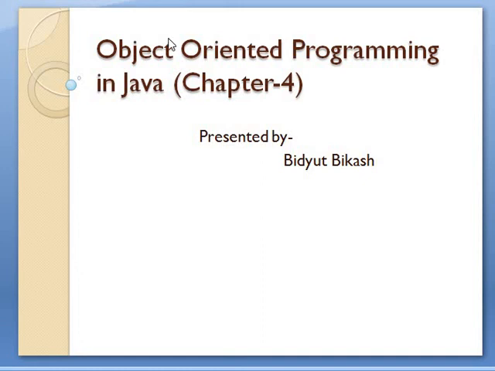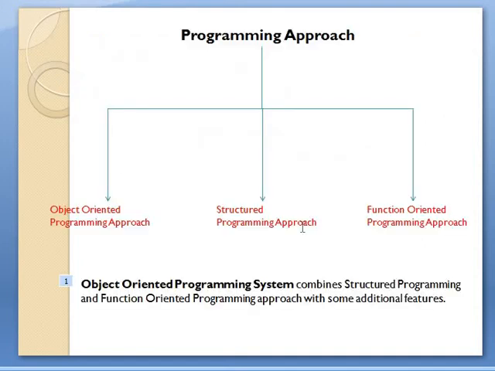Good morning, students. Today I am going to start a new chapter, which is object-oriented programming in Java. This is chapter number 4 in your book. Before I start with object-oriented programming in Java, you must first understand what is the structured programming approach and what is the function-oriented programming approach. This is because the object-oriented programming approach combines both the approaches, that is the structured programming approach as well as the function-oriented programming approach. And in addition to that, this object-oriented programming approach will have its own features.